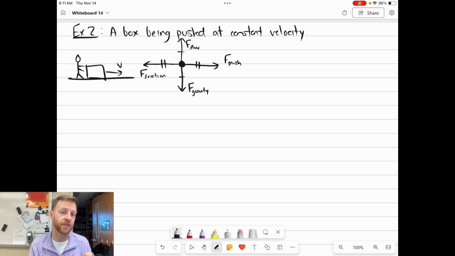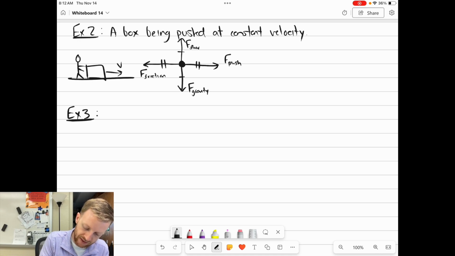The reason for that, if they all have 1, that indicates that they all have equal magnitude, and I don't know that. But I do know that the push and the friction are equal to each other, and that floor and gravity are equal to each other, so I have to indicate that those 2 are matched up. All right, let's do a couple more here, we have 2 more examples.